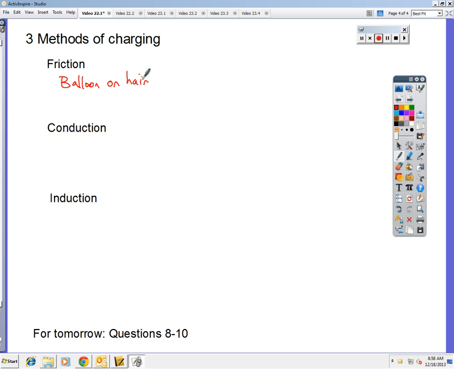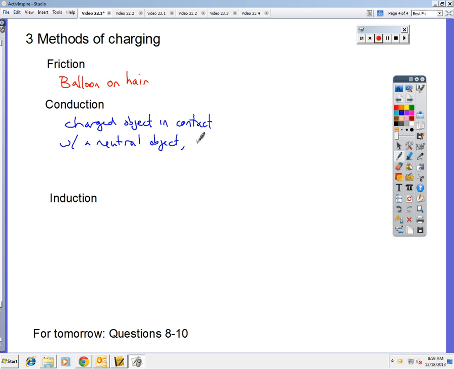In conduction, what happens is that you put a charged object in contact with a neutral object, and charge is shared between them. Not surprisingly from the name, this works much better with conductors than it does with insulators.